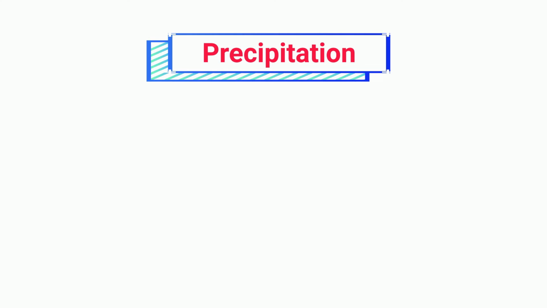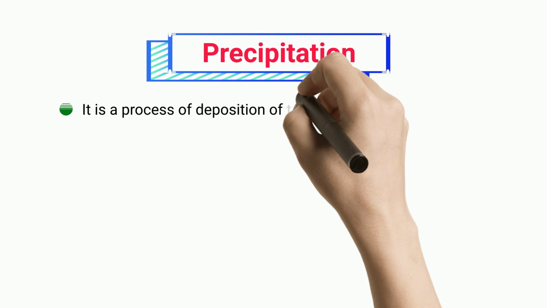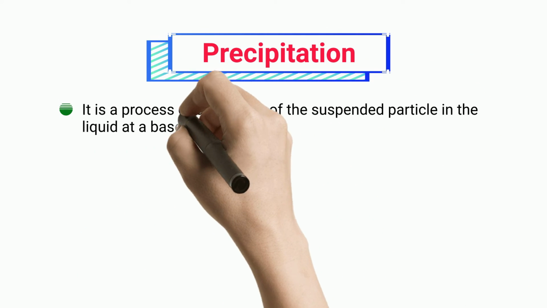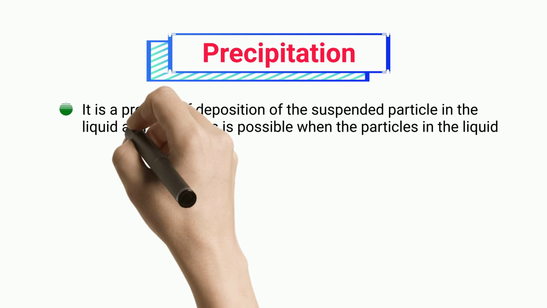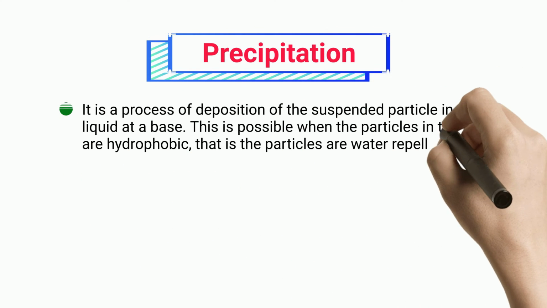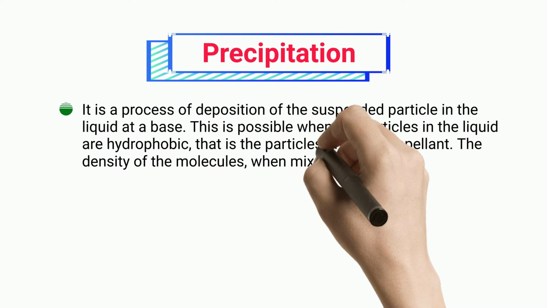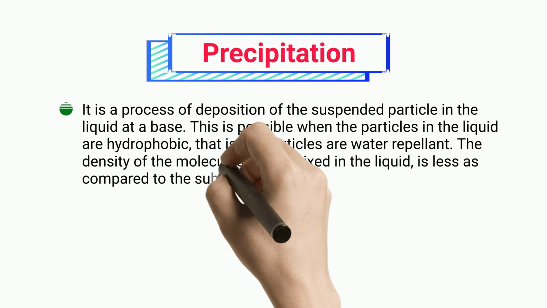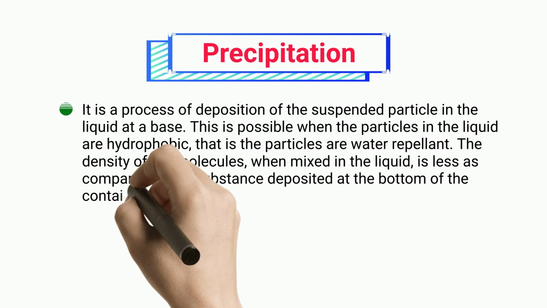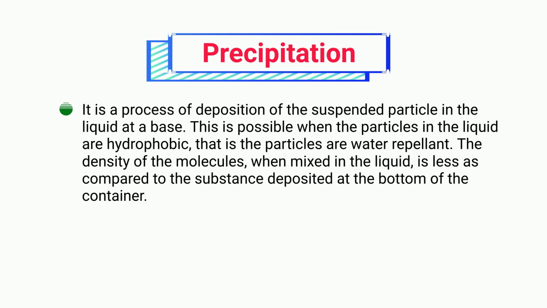Precipitation. It is a process of deposition of the suspended particles in the liquid at a base. This is possible when the particles in the liquid are hydrophobic, that is, the particles are water repellent. The density of the molecules, when mixed in the liquid, is less as compared to the substance deposited at the bottom of the container.